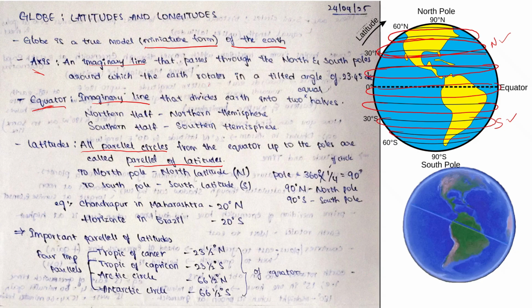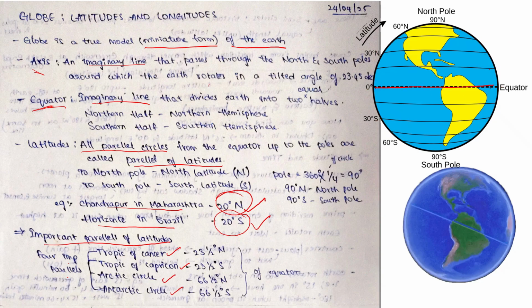So these are latitudes. For example, Chandrapur in Maharashtra is represented by 20 degrees north latitude like this, and Belo Horizonte in Brazil, this place is represented as 20 degrees south latitude like this. And if we talk about important parallels of latitudes, there are four important parallels of latitudes. They are Tropic of Cancer, Tropic of Capricorn, Arctic Circle and Antarctic Circle. Now let's see at what degrees they lie.